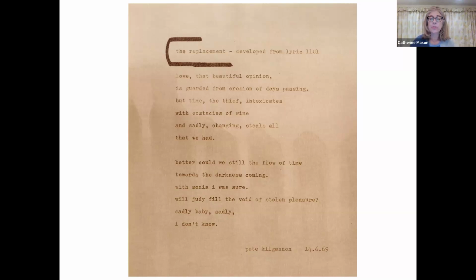So here he has a poem called The Replacement, developed from his Lyric program. And it's really a lovely poem. I won't read it now because we're running out of time. But these two poems, and there are other bits of poetry as well, were discovered in George Mallen's personal archive, and have never been seen or reproduced before. So, again, very exciting for me.